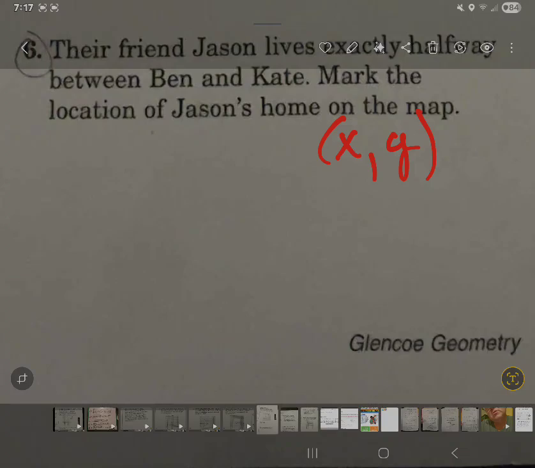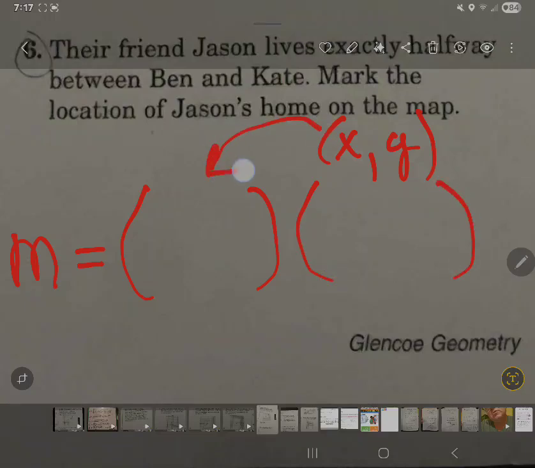If we want to find the midpoint between 2 points, all it is, M equals, okay, and we're going to find an X value and we're going to find a Y value. Okay, so we're going to find this and we're going to find this. And the way that we find it is X sub 2 plus X sub 1 divided by 2. So basically all we're doing is we're taking both of our X values, adding them together and dividing by 2.